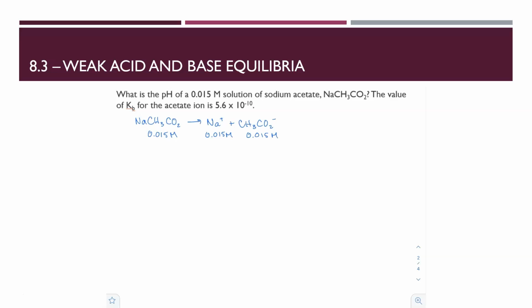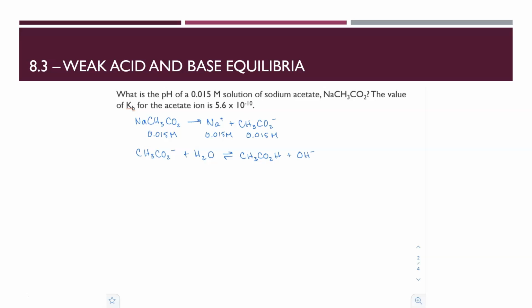Now, this is happening in water, and we haven't accounted for the water yet. So this is where we're going to see what happens to the acetate ion in water. So our CH3CO2 minus is going to react with liquid water, and this is going to be in equilibrium. So the acetate ion is the conjugate base of the weak acid acetic acid, which is vinegar. So it's going to take a hydrogen from the water to form acetic acid.